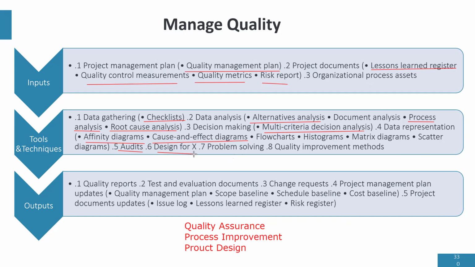Design for X means design for certain attributes. So what does design for X mean? It means that we're focusing our design on a particular attribute. That's what design for X means. So take, for example, let's say Samsung wants to get more customers for a particular product. They can decide to use design for X.